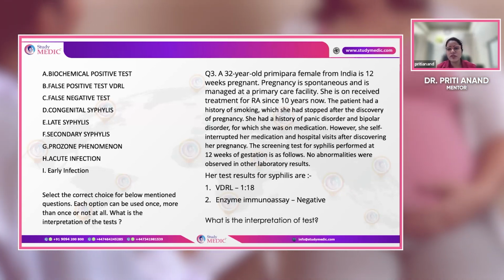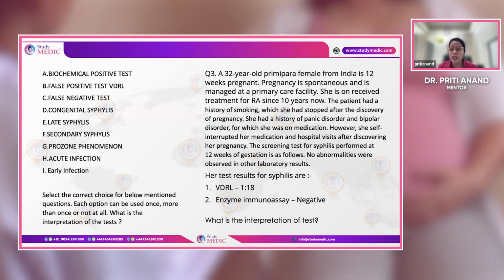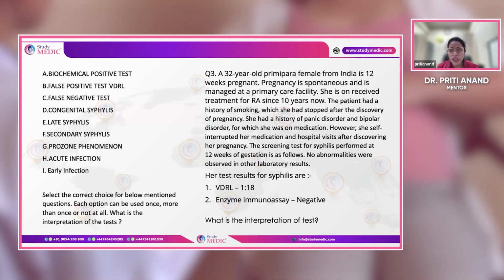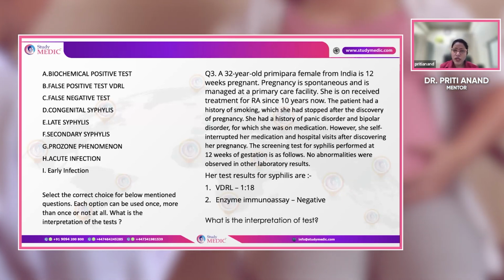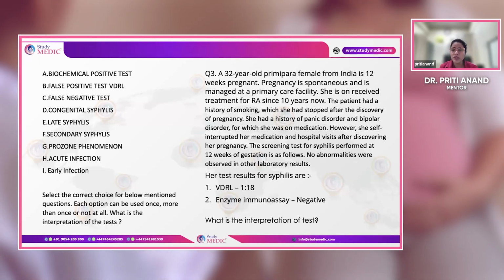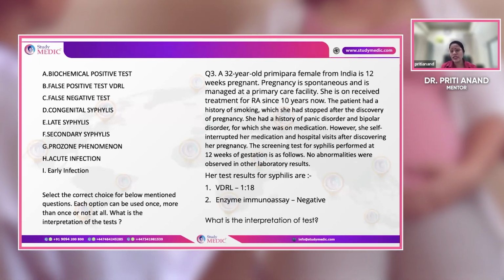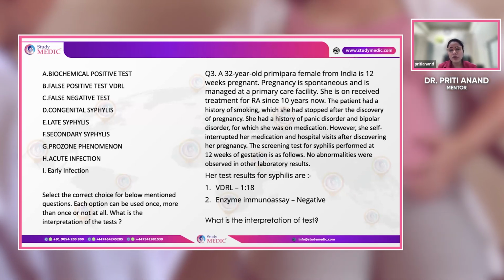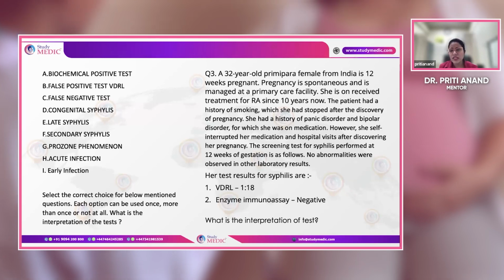The screening test for syphilis at 12 weeks was as follows. No abnormalities were observed in other test results. So her VDRL is 1:8 and immunoassay is negative. What is the interpretation of the test? She is not symptomatic for any syphilis symptoms. The test was merely done as part of the ANC profile check, which you usually do at booking. And VDRL more than 1:8 is usually considered a positive test.